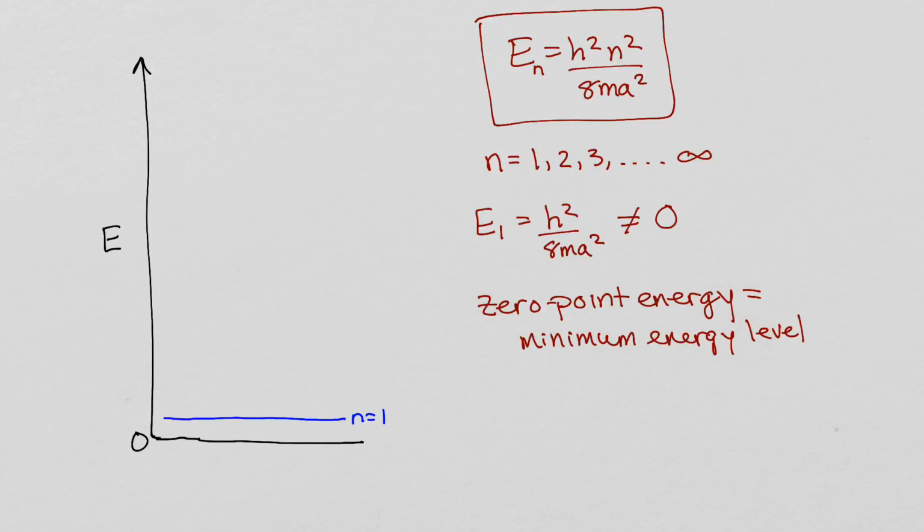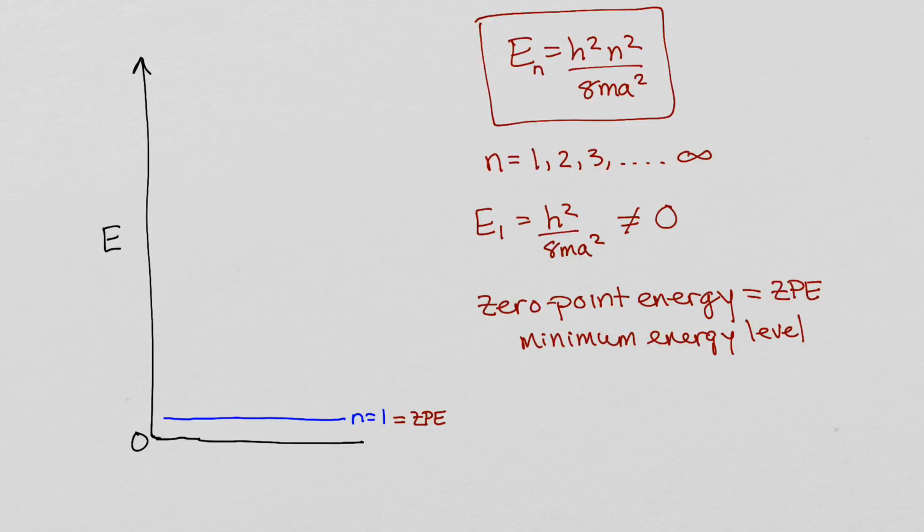We will shorthand that as ZPE. So n equals 1 here is our 0 point energy for our quantum mechanical particle in a box. Then we could write our higher energy levels on this diagram.